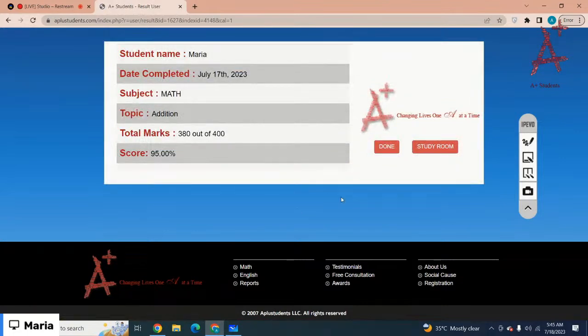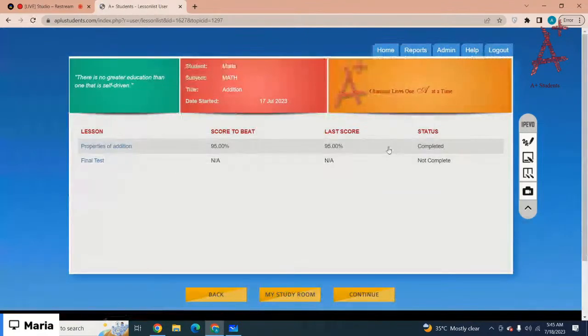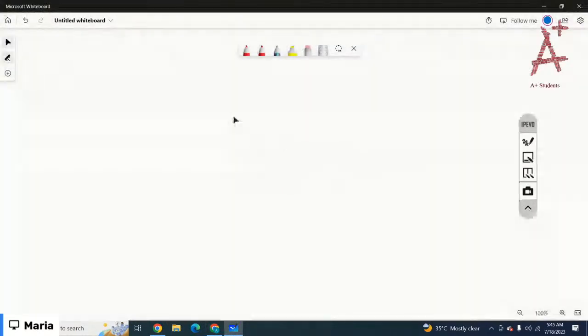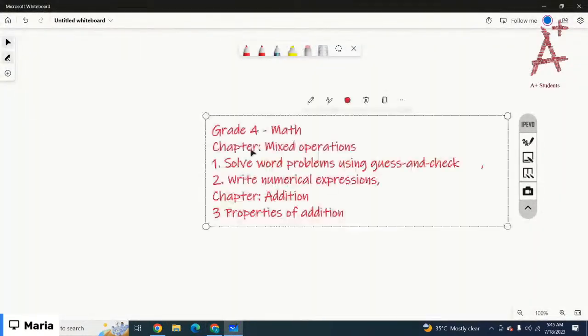Okay, we are done with the lesson. So we were working on grade 4 maths. We have started with the chapter mixed operations, and the lessons we have covered today are solve word problems using guess and check, and write numerical expressions. Then we have started the chapter addition. The lesson we have covered is properties of addition.